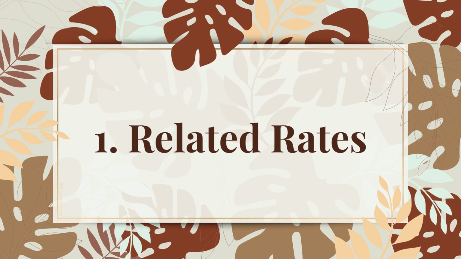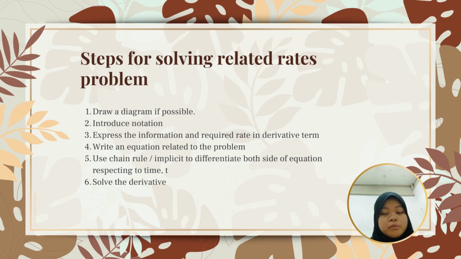Related rates. When it comes to the first topic, related rates, there are a few steps you can use in solving problems related to the topic. For example, you can first draw a diagram if possible. Secondly, introduce a notation. Thirdly, express the information and the required rates in derivative terms. After that, you can write an equation related to the problem so you can answer it more easily. Then you can use the chain rule or implicit differentiation to differentiate both sides of the equation with respect to time t. Lastly, you can solve the derivative and answer the question.